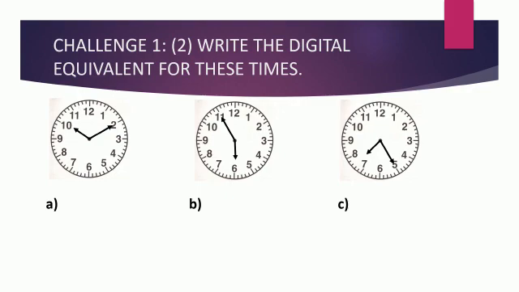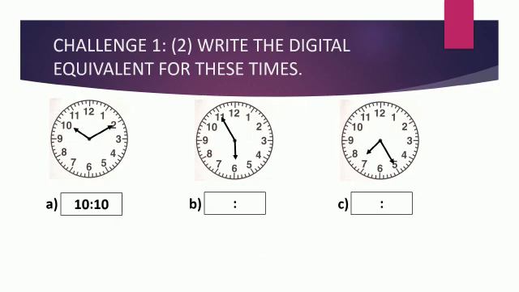Here in the part A clock, long hand is on 2. It means that there are 10 minutes. And short hand, which shows the hours, is on 10. It means that it is 10 o'clock. Short hand is on 10, so it is 10 o'clock, and long hand is on 2, so there are 10 minutes. So time is 10:10. In part A, the time is 10:10.